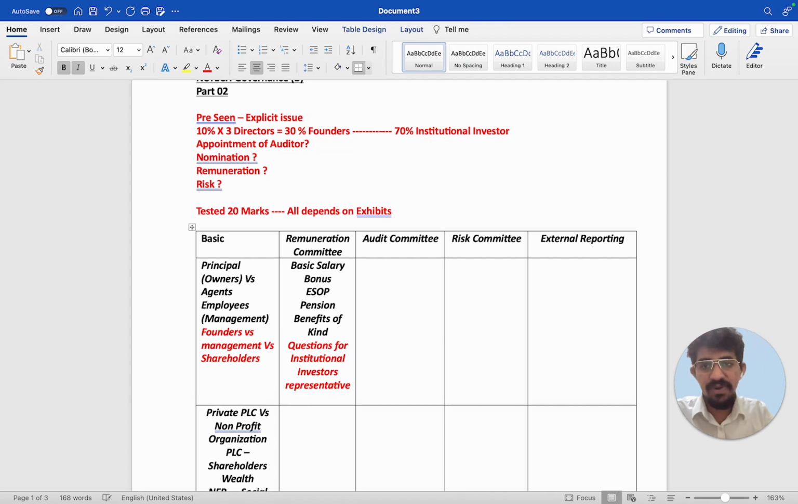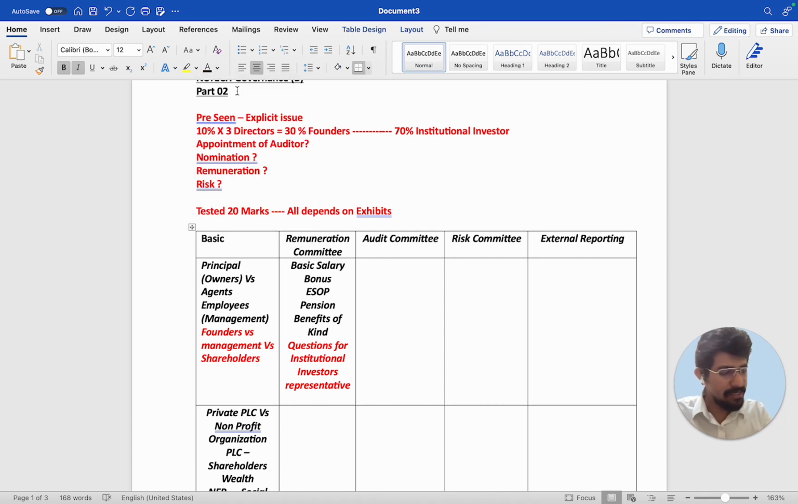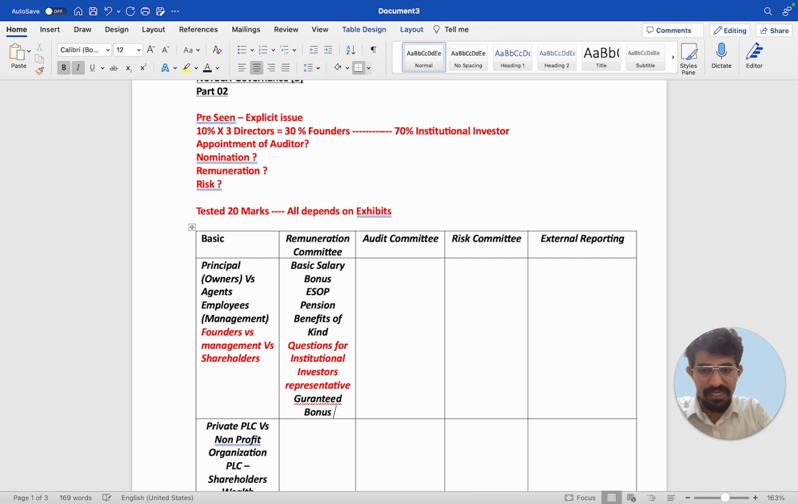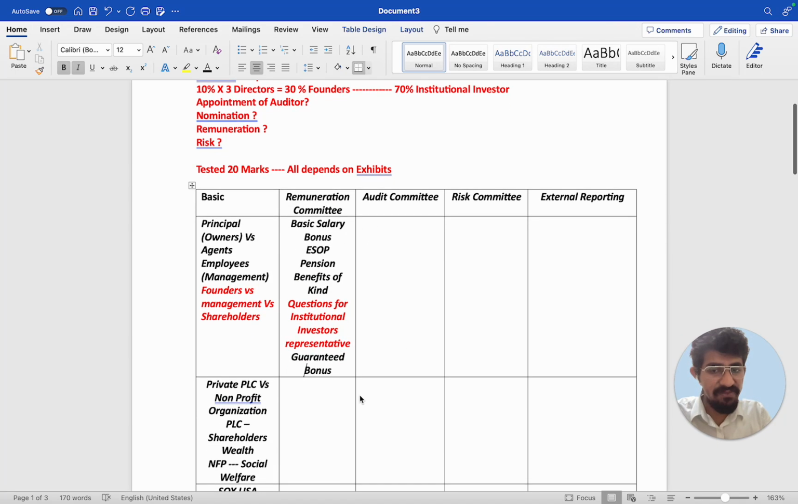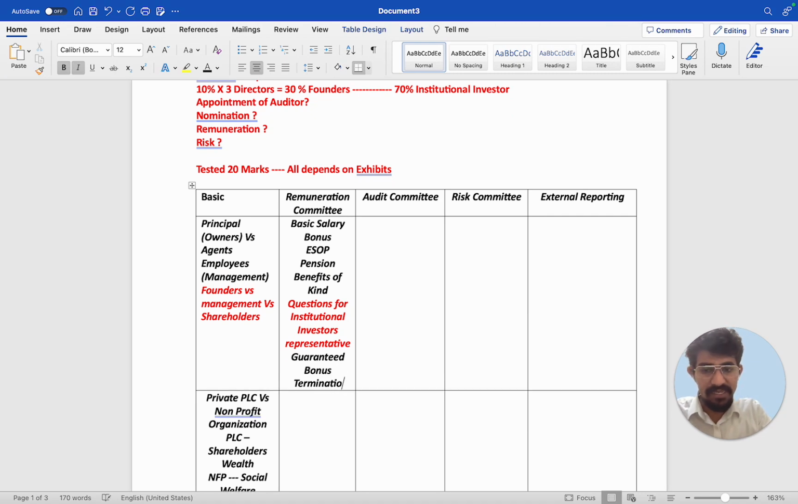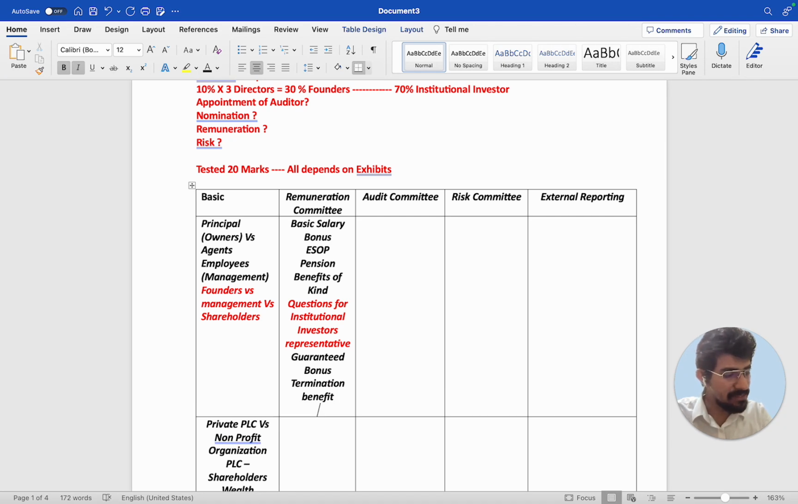And then, students, I just want to give you some understanding. There is something called a guaranteed bonus. You can just keep that in mind. That means anyway, without any work, you will get a bonus. No target, nothing. Guaranteed bonus. That is the idea. Every year you will get a bonus. And then termination benefits. In case you terminate the director, you have to pay him compensation.